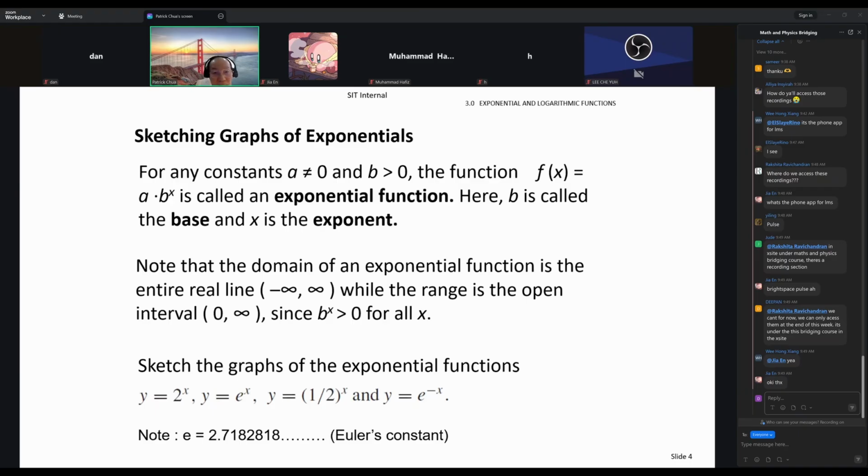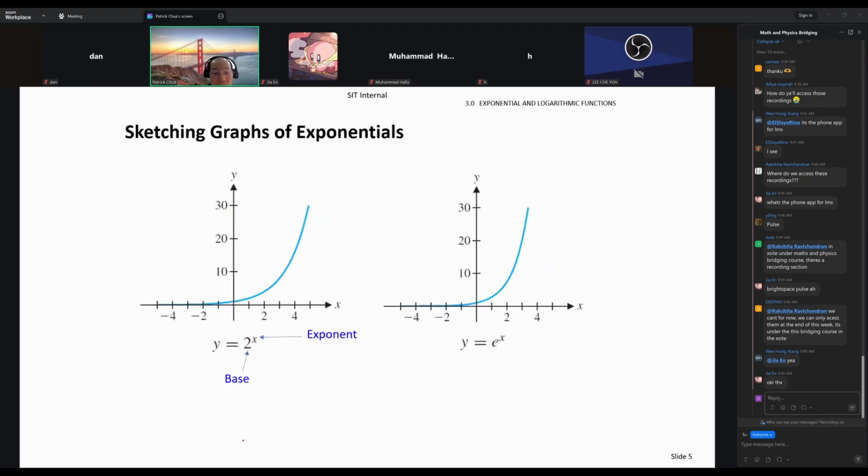Graphs, let's look at some of the graphs of exponential functions. For example, how does a graph of the following exponential function look? You have e, this e here, you'll come across it. e is called Euler's constant, and it's a constant number, 2.7182818. Euler's constant is used commonly as the base of the natural logarithm. All right, let's look at some of the graphs and how they look.